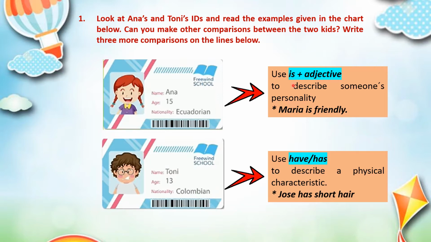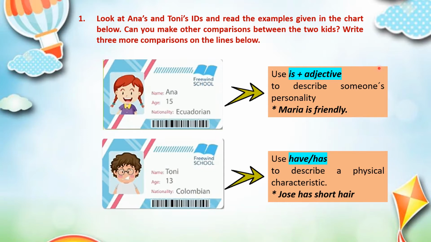It says, use is plus adjective to describe someone's personality. Example: Maria is friendly. Use have or has to describe a physical characteristic. For example, Jose has short hair.